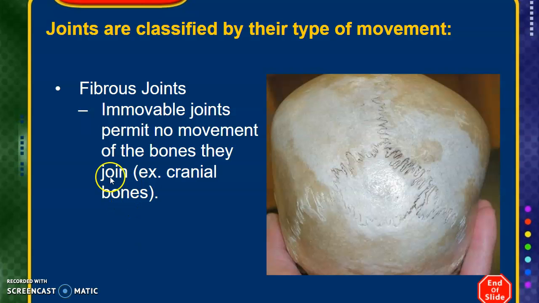So here's a picture of a fibrous joint. These sutures right here are jagged lines that form between two bones of the skeleton. And these sutures, once they are formed, allow no movement at all. The primary place that you're going to find these fibrous, immovable joints is in the cranium.